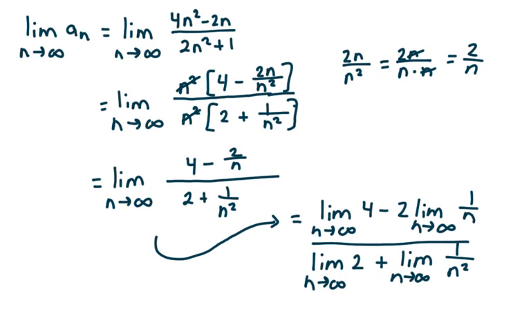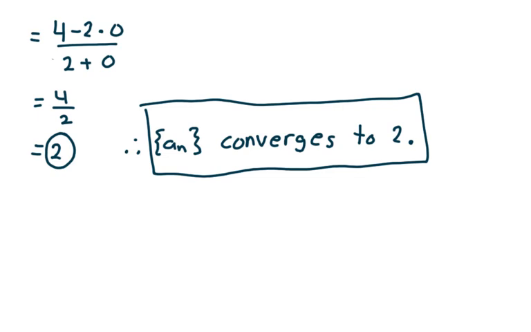But by the limit laws, this is equal to the limit as n goes to infinity of 4 minus 2 times the limit as n goes to infinity of 1 over n divided by the limit as n goes to infinity of 2 plus the limit as n goes to infinity of 1 over n squared. So next page. This is equal to 4 minus 2 times 0 divided by 2 plus 0, which is equal to 4 over 2, which is equal to 2. And what that tells me is that this sequence converges to 2.